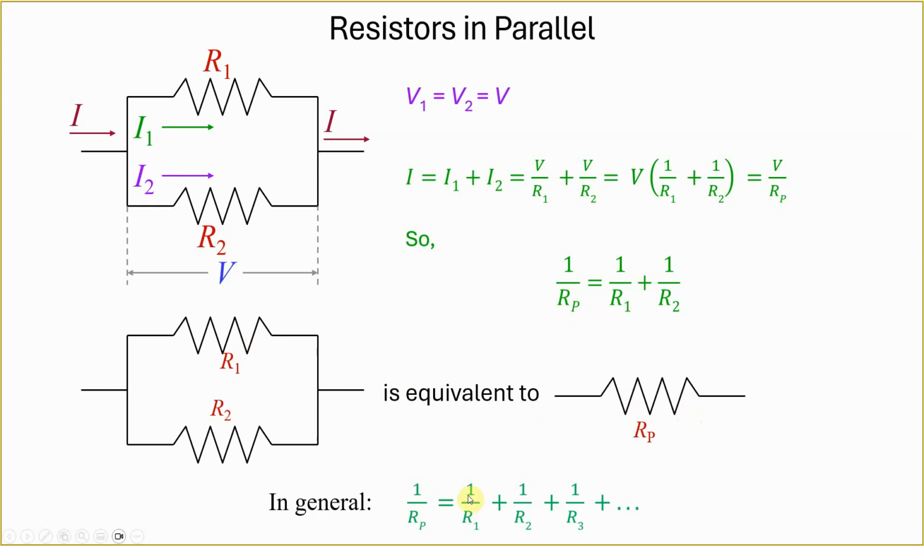In general, 1 over RP equals the summation of all of the 1 over R terms. But remember always at the end to flip over, to invert all of these relations, because ultimately you require R and not 1 over R. Right? So let's do an example. Also remember that in parallel, the currents are all different, unless of course you have the same value for each resistor. Then the current is equally shared.